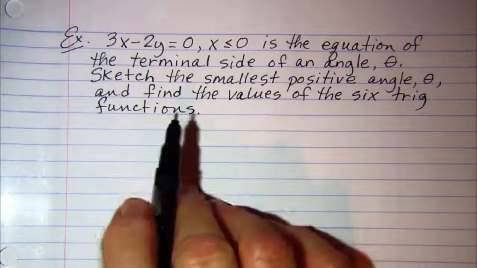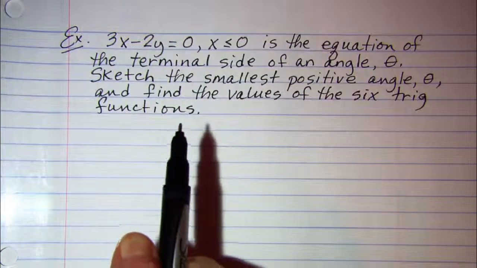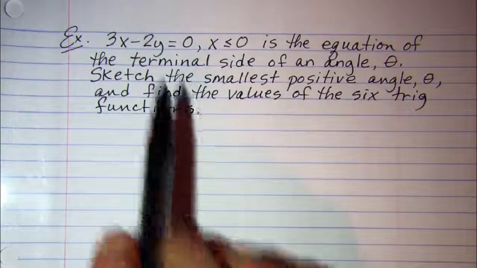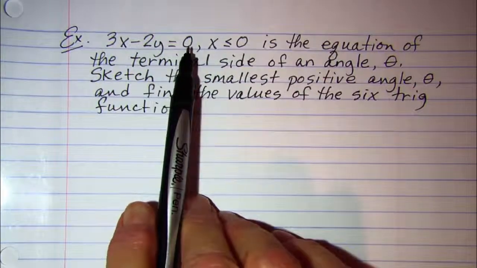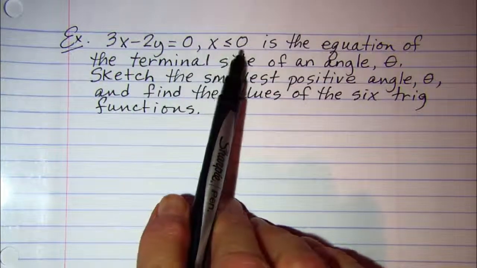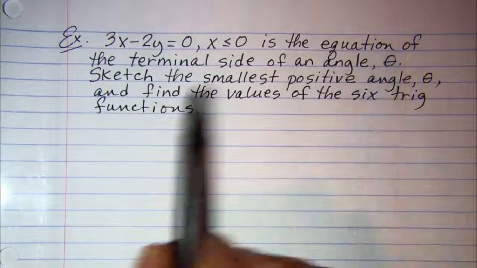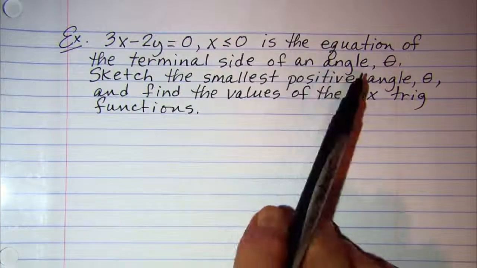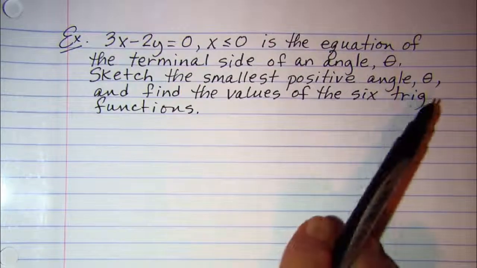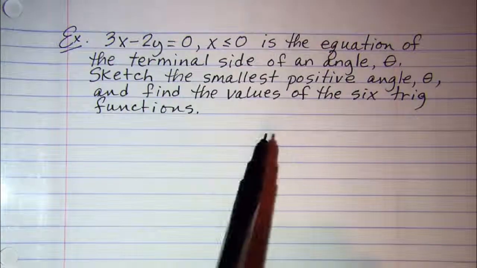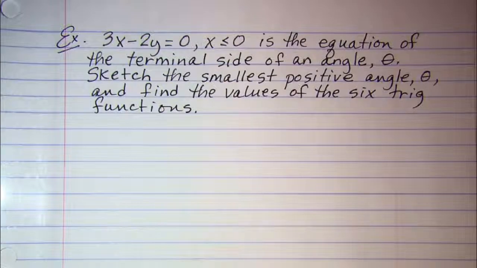Okay, let's look at another problem with our 6 trig functions. We're told that 3x minus 2y equals 0, where x is less than or equal to 0, is the equation of the terminal side of an angle theta. Sketch the smallest possible angle theta and find the values of the 6 trig functions.